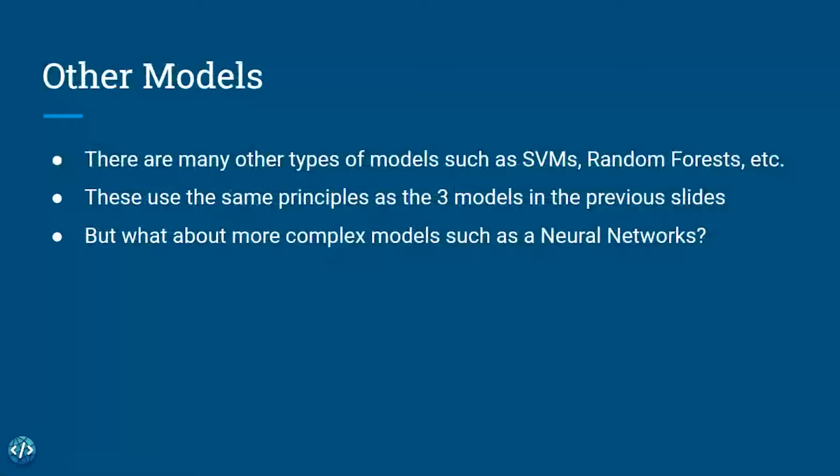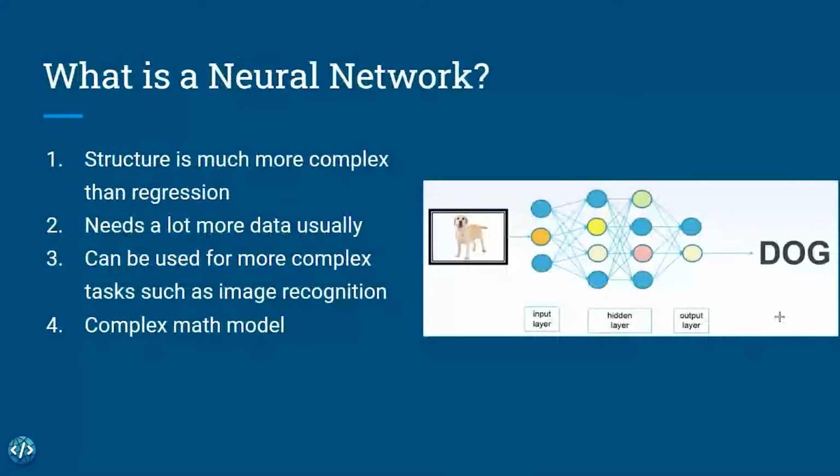However, they use the same three basic principles that we just went over: linear regression, logistic regression, and decision trees. So what about the more complex models, like neural networks? The structure of a neural network is much more complex than regression and decision tree because it is more than just simple math. It requires more data, however, is able to make much more precise predictions and can be used for more complex problems like image classification. So in the image here, we're able to predict whether or not the picture would be a dog or a cat using a neural network.